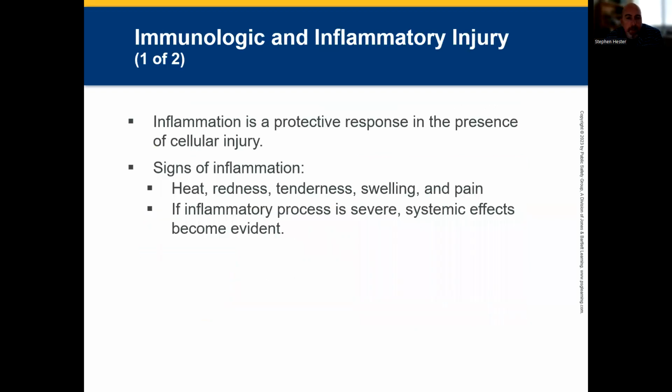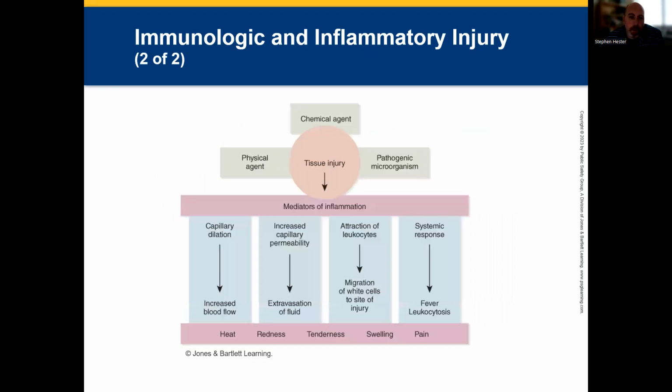Inflammation is a protective response in the presence of cellular injury. So there are signs of heat, redness, tenderness, swelling, and pain. If it is a severe process, systemic effects may become evident. So, when people feel ill and their temperature is elevated, the bone marrow accelerates its production of leukocytes, and that's your white blood cells. This figure shows the local and systemic effects of tissue injury caused by various agents.